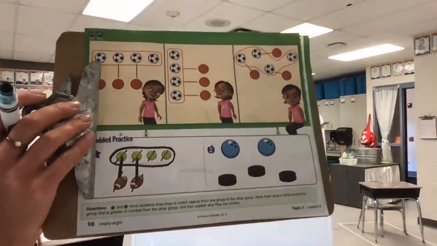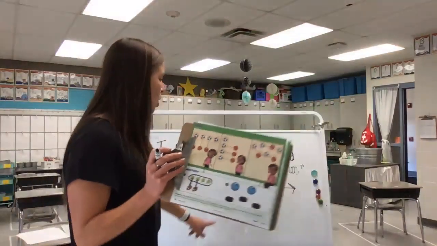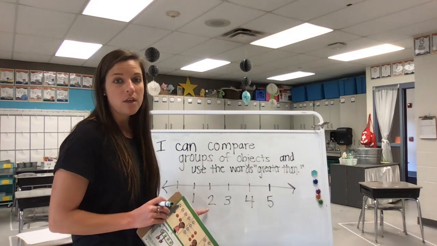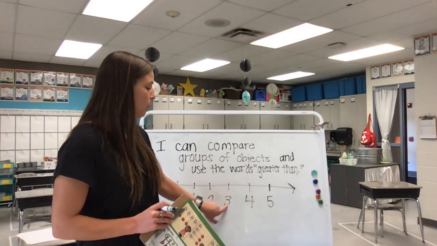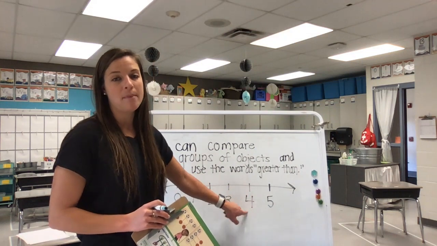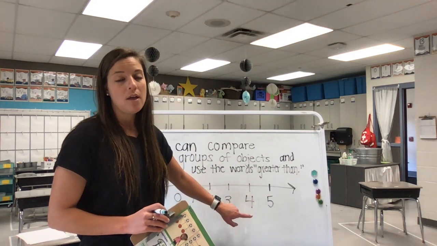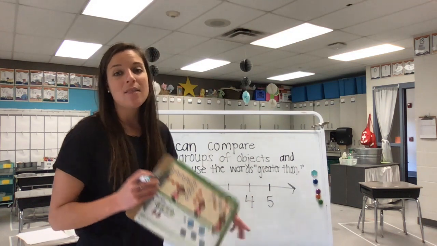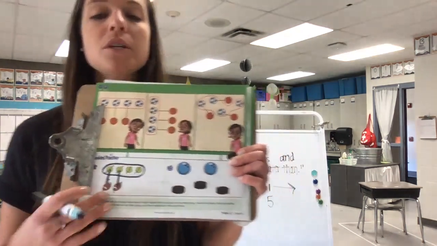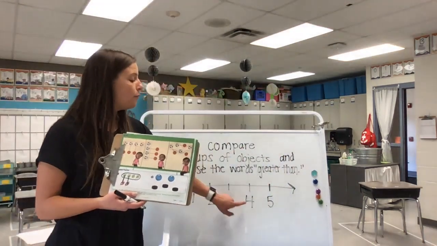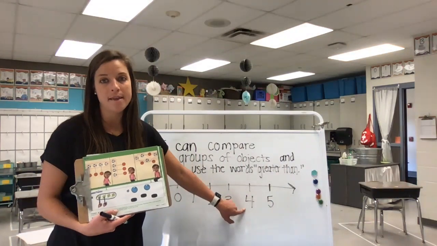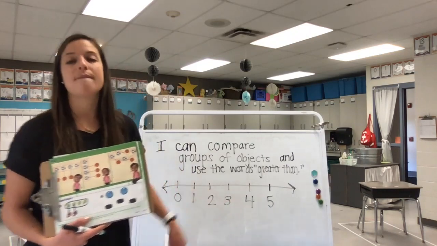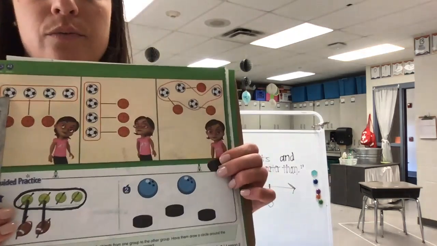And then we know that there are 2 more tennis balls than there are footballs. There are 2 footballs, and there are 2 more tennis balls. So that means that there are 4 tennis balls. There are more of those than there are of the footballs, which means that there's a greater amount. So I want you to repeat after me. 4 is greater than 2. Very good. 4 is greater than 2.